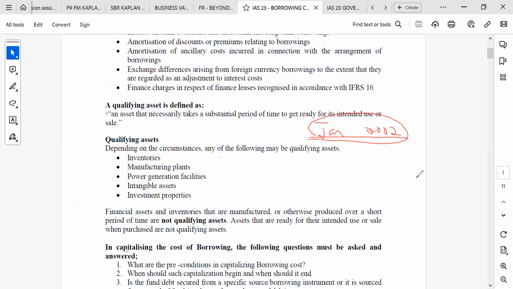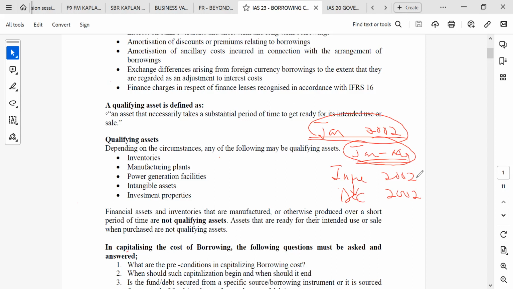The meaning is that from January to May, there is no construction, there is no cost incurred on the asset. So what are you going to add the borrowing cost to? So you expense the borrowing cost from January to May. If from June to December the asset is still under construction, then we only capitalize the borrowing cost relating to the period that the asset is under construction. So capitalization will start from June to December.